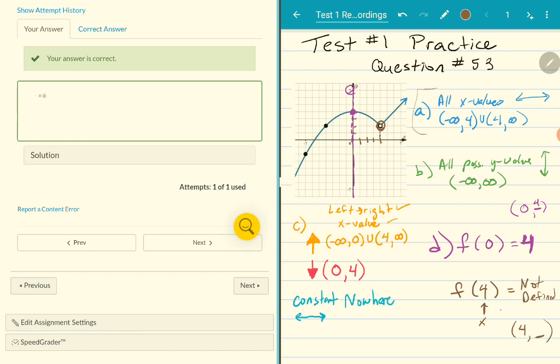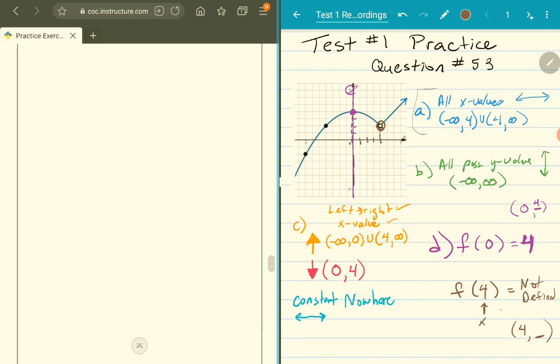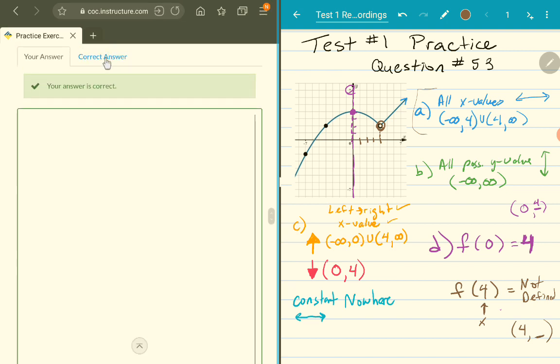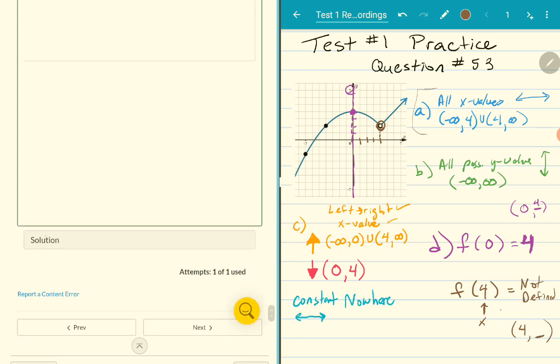And I see it's correct. On the practice test, I get immediate results and find if it's correct or not. If it's not correct, I can always click over here to see the correct answer. And I can also scroll down to see the solution. I just have to be a little bit patient, especially on the tablet.